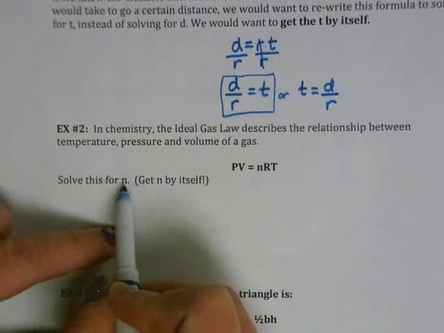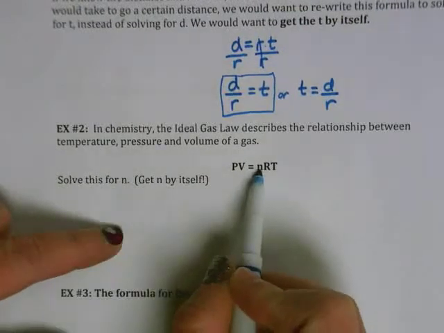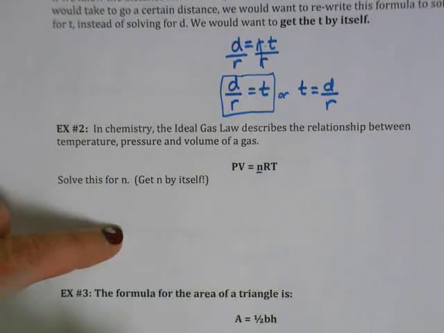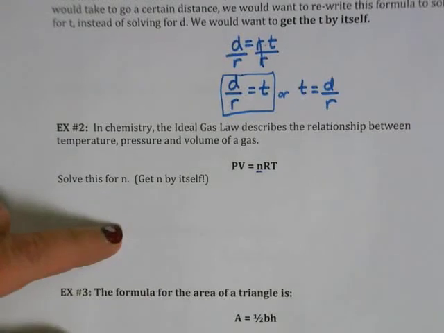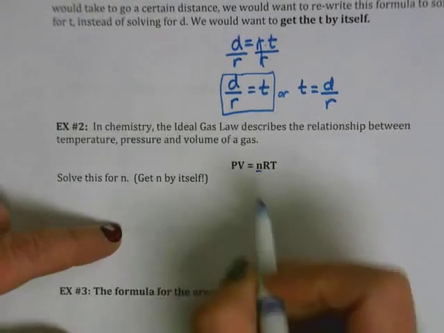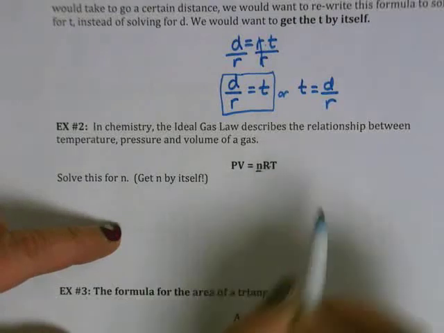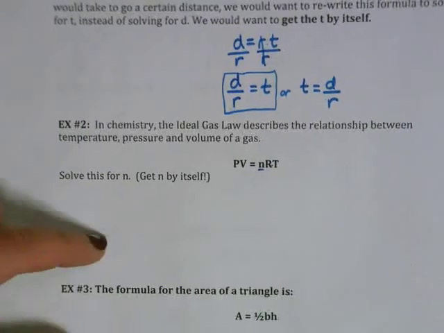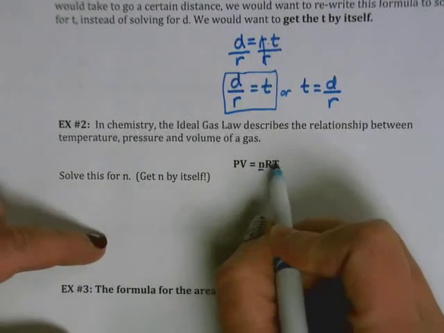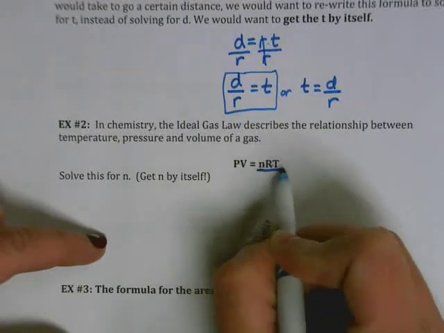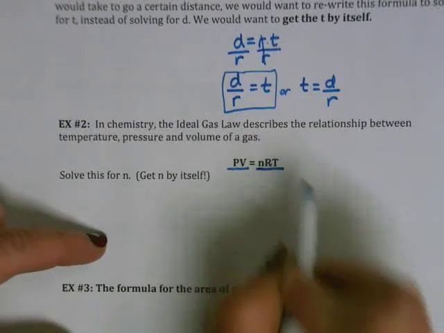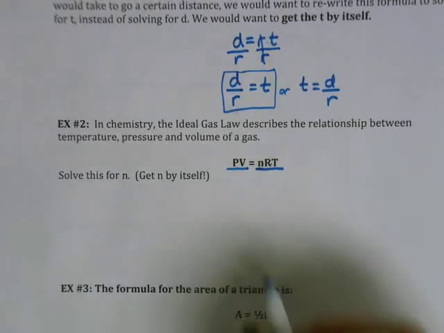So what if we wanted to get this n right here by itself? We don't have any numbers in here. These are all variables right now. How would we get that n by itself? Well, what's in the way of having it by itself? The times r and the times t. So if we wanted to get rid of this r times t, we want to divide. It's all multiplication. Let's get rid of multiplication by dividing.